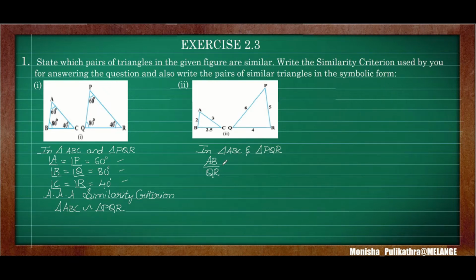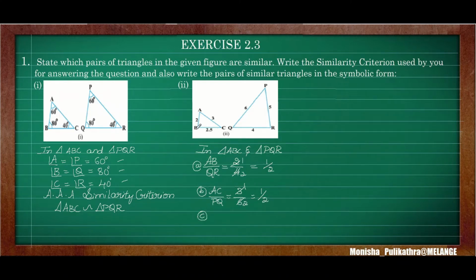AB by QR I am taking here. AB is 2 and QR is 4. So 2 ones are 2, 2 twos are 4. The ratio of AB by QR is 1 by 2. So this is the first ratio. Now the second ratio, that is AC by PQ. Here AC is 3 and PQ is 6. Again 3 ones are 3, 3 twos are 6. So the ratio is 1 by 2.